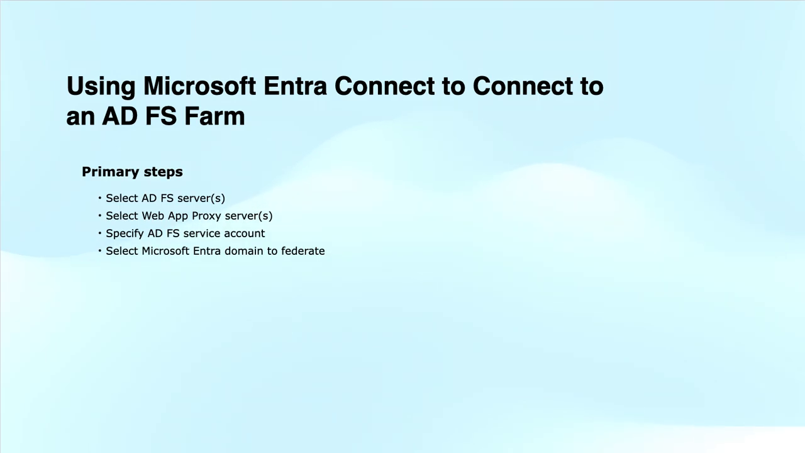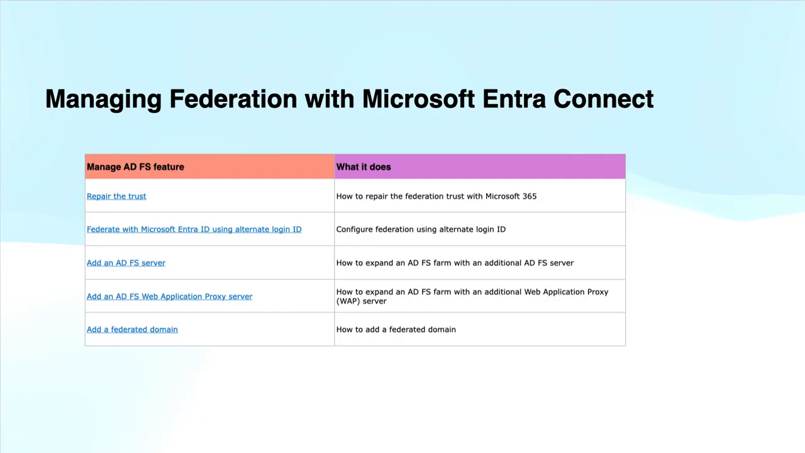These are some of the links that are there to repair the trust or federate with Microsoft Entra ID using the alternate login ID, adding a federation server, adding a federation web application proxy server, or adding a federated domain.